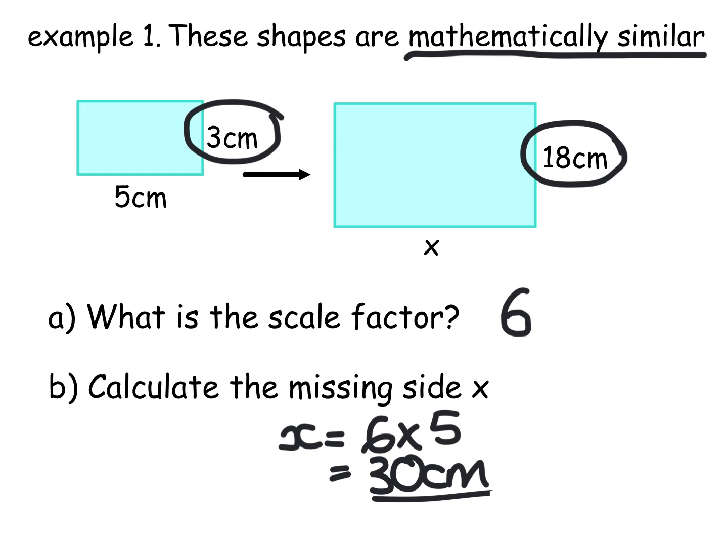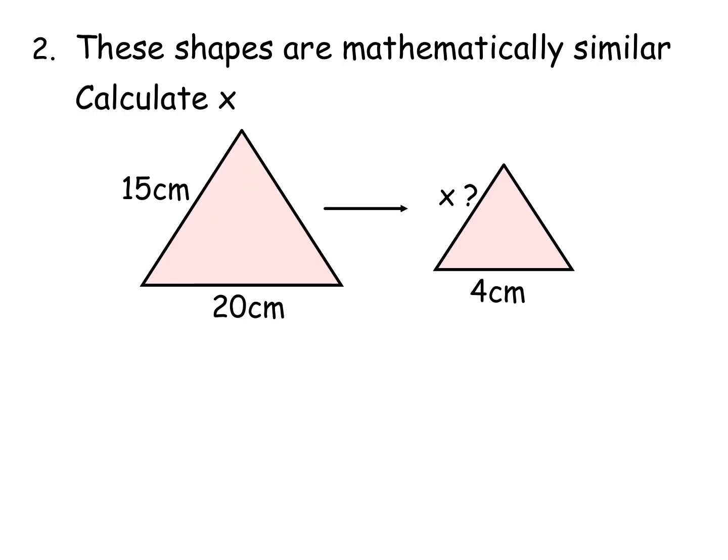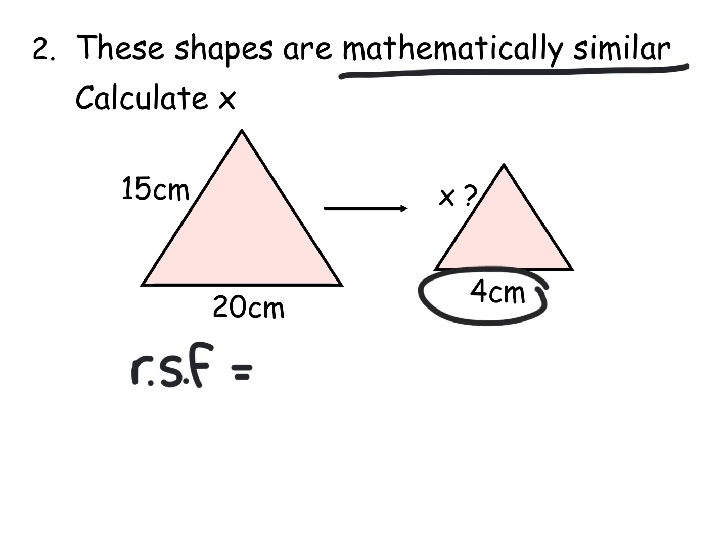Now let's look at this. We're not prompting you into the two bits. So again, these two shapes are mathematically similar. We're looking for x. Now this time, x is a reduction. So my reduction scale factor, I can't be bothered writing that, so I'm going to write RSF for short. Now it would be the small lengths, you match up these two lengths, and if you're going for a reduction, remember you do small over big. So 4 over 20, and if you simplify that down, that is a 1/5.